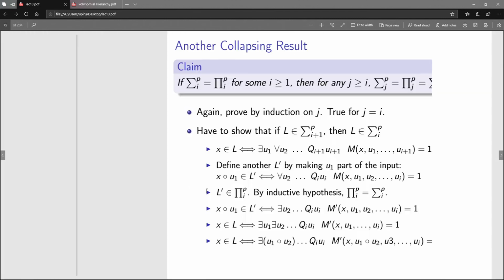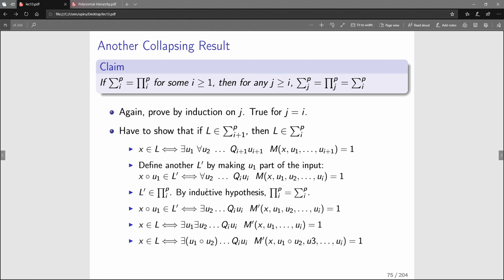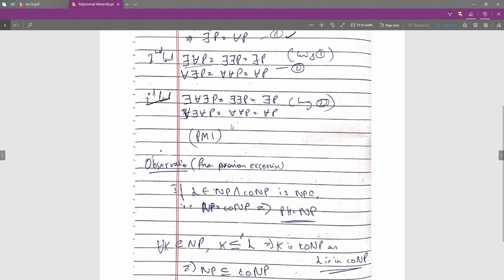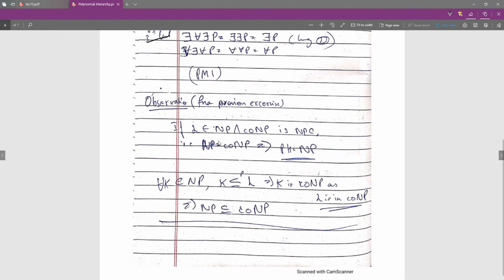So this is the proof by induction, right? I took an example and showed it, but you can also take any arbitrary level i and show it. So there's one key observation that we can make. What if L belongs to the intersection between NP and co-NP, and L is NPC? What if the intersection between NP and co-NP is NPC? We can show that it means that NP is equal to PH. The whole polynomial hierarchy collapses to NP.